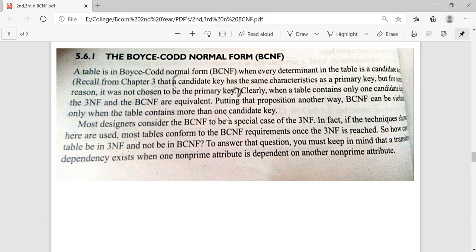So let's try to have clarity about this. When a table contains only one candidate key, automatically that one candidate key will be the primary key, and if you convert that table into third normal form, then that third normal form is also said to be in BCNF.